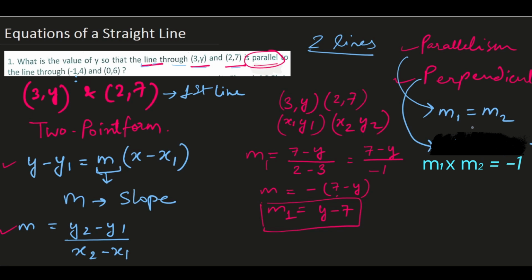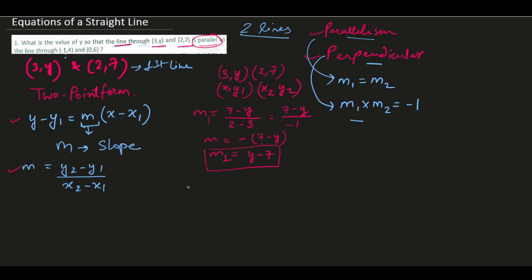This is the most important relationship between two lines. If the lines are parallel, then m1 is equal to m2. If the lines are perpendicular to each other, then the relationship between their slopes is m1 into m2 is equal to minus 1. With this knowledge, we'll move ahead. In this question, it is clearly said that the two lines are parallel.